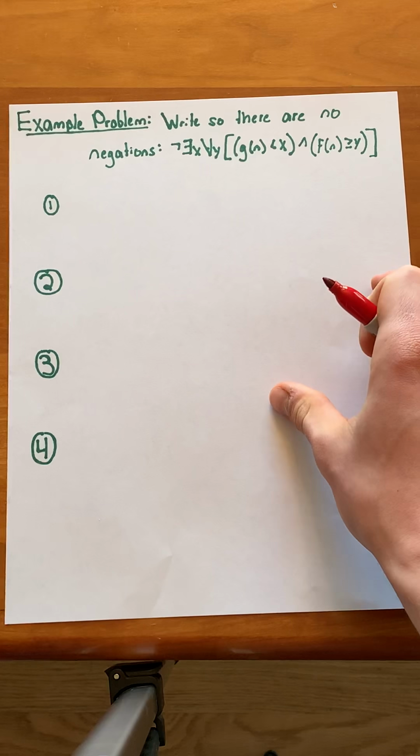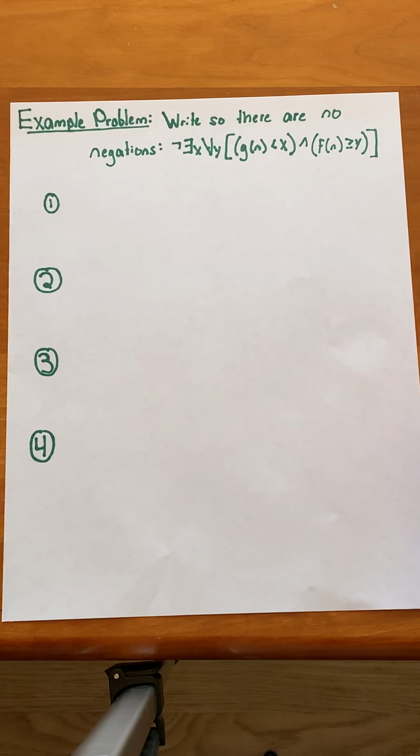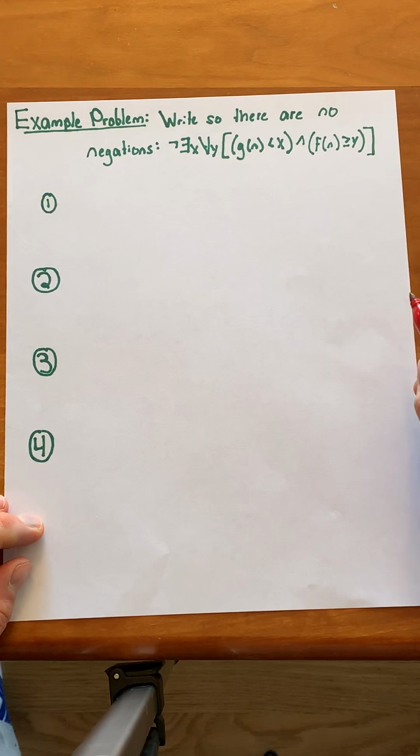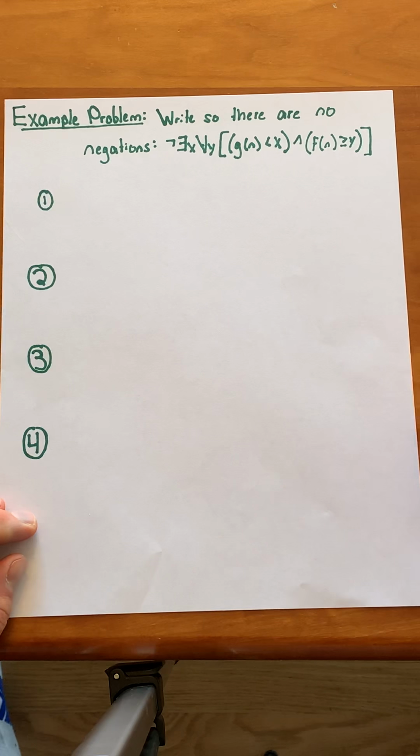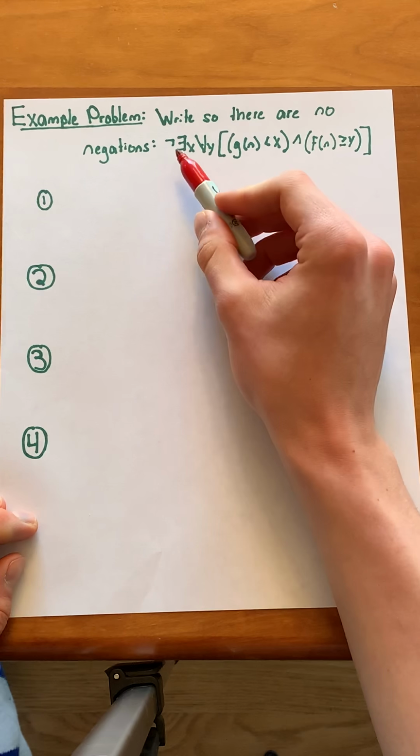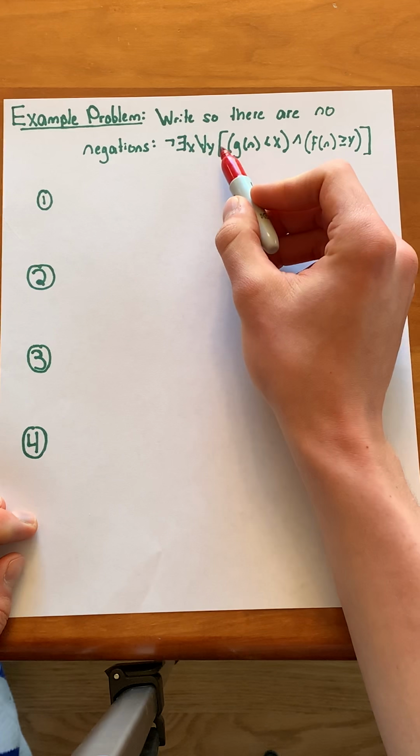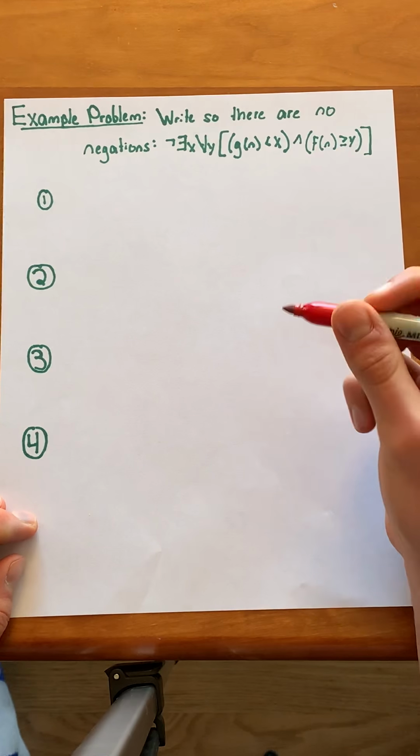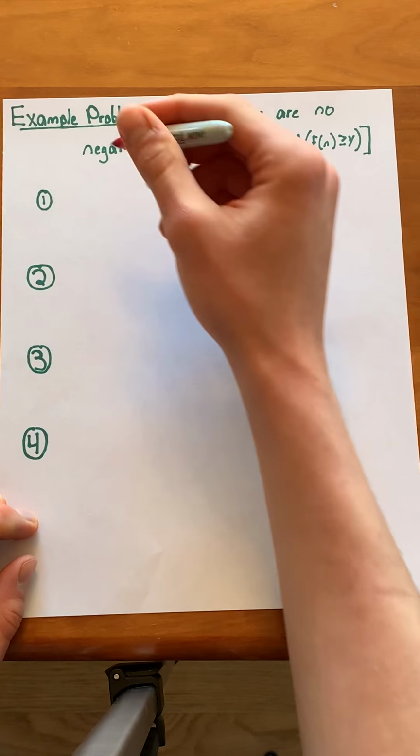Now, let's move into a little bit harder of an example problem. We want to write the following statement so that there are no negations. We'll notice that we have quantifiers, but we also have something that looks more like compound propositions over here. So we're going to want to use some of our logical equivalences. Let's begin by pushing this negation sign through and flipping our quantifiers. So we'll get the following.